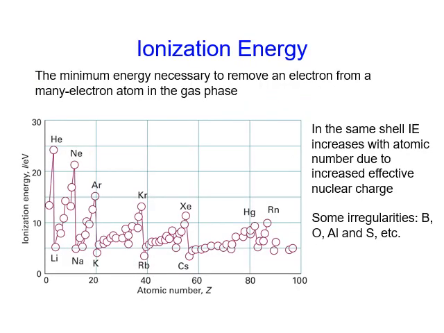The ionization energy is defined as the minimal energy necessary to remove an electron from a many-electron atom in a gas phase. The ionization energy increases from left to right in the periodic table, from lithium to neon, sodium to argon, potassium to krypton. And this is because from left to right, the effective nuclear charge increases and the atomic radii decrease, and therefore it takes more energy to remove an electron from the atom.